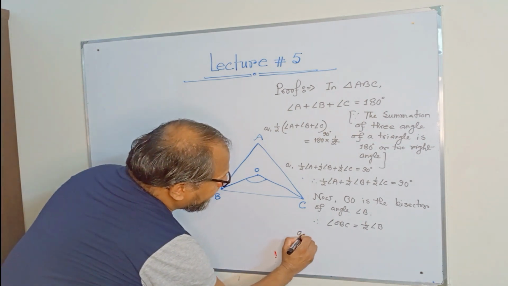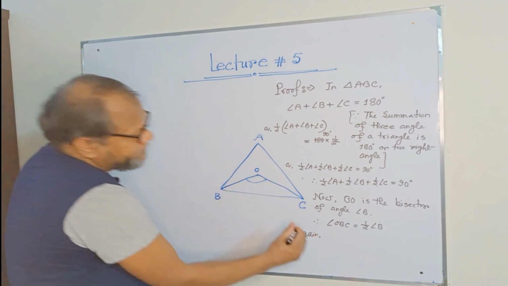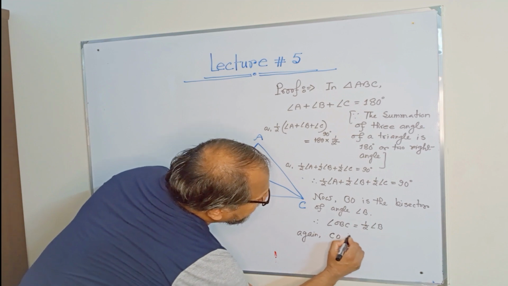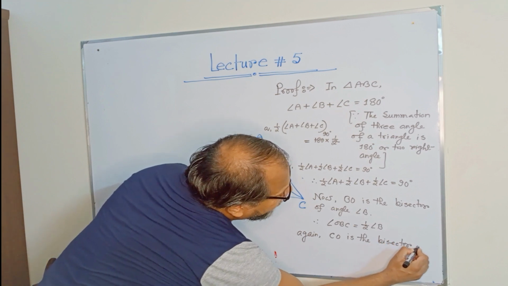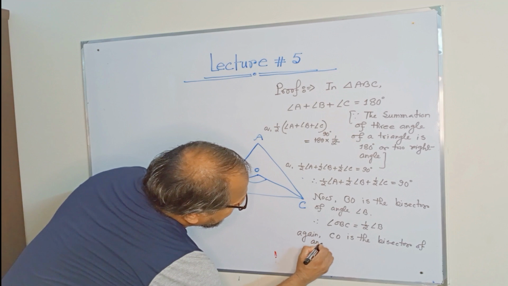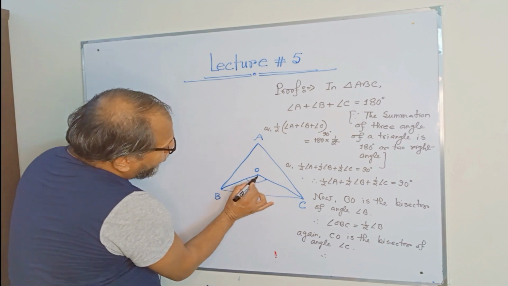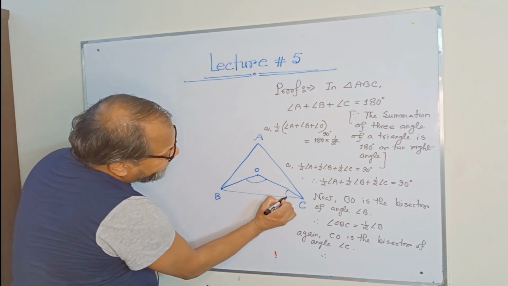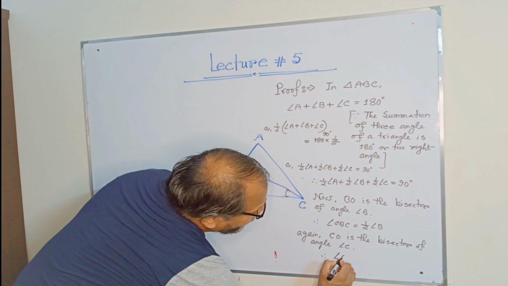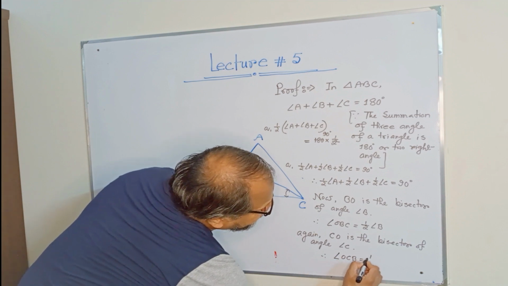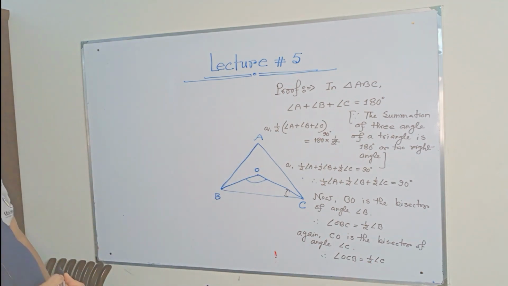Again, CO is the bisector of angle C. Therefore, angle OCB, this angle OCB, is equal to half of C. Therefore, angle OCB is equal to half of angle C.